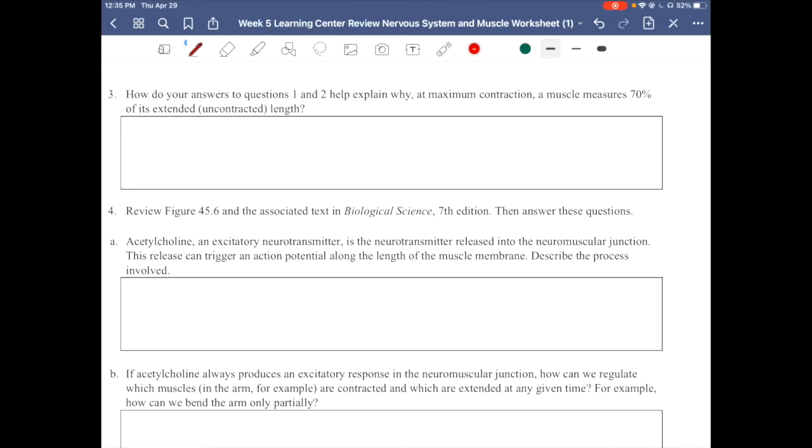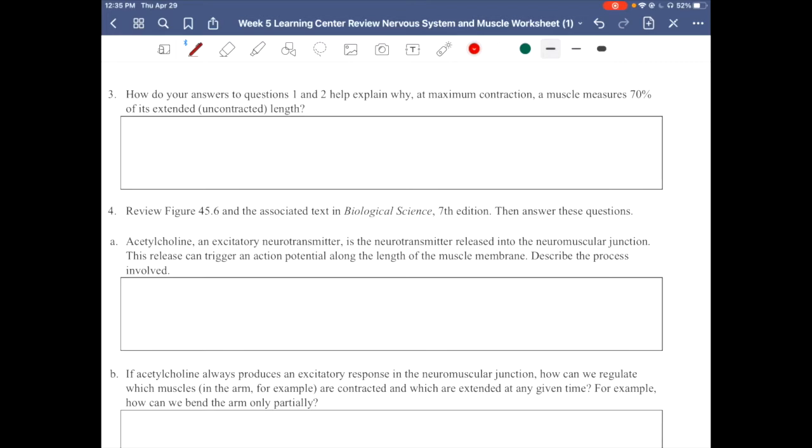All right, so the next question is asking, how do your answers to question 1 and 2 help explain why at maximum contraction a muscle measures 75% of its extended uncontrolled length? So this is asking why our muscle is shorter when it's contracted versus when it's not contracted, right?